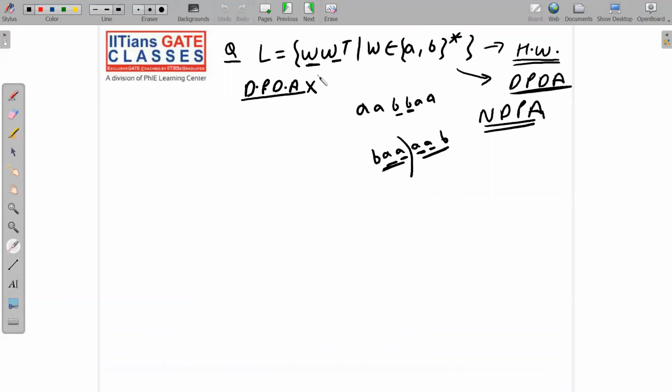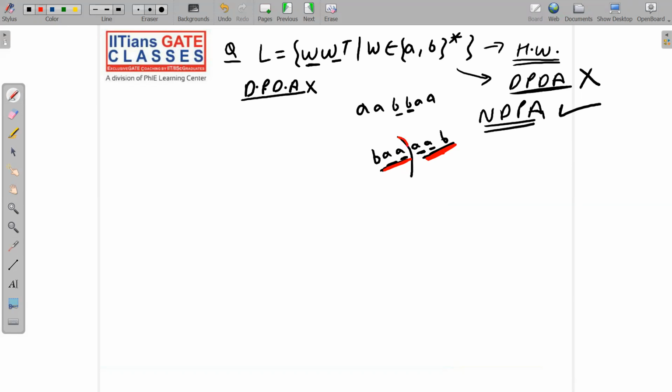In this lecture we are going to start W W transpose, and in the previous lecture itself I told you that this is homework for you. Try to construct a DPDA for it. I have already told you in the previous class that we won't be able to construct a DPDA for it. We can construct only an NPDA for it. The reason being, we do not know when W will end and W transpose will start.